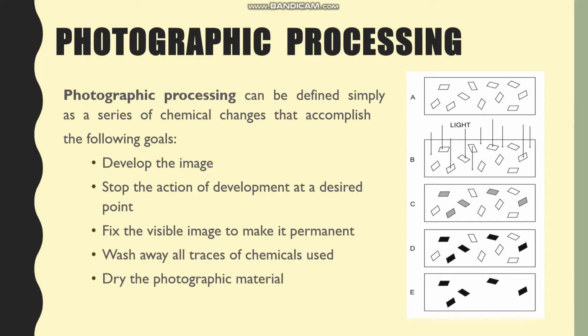Again, a series of chemical changes will happen. Meaning, we have chemicals that we will use to develop the image and produce a visible image, and make this image permanent.